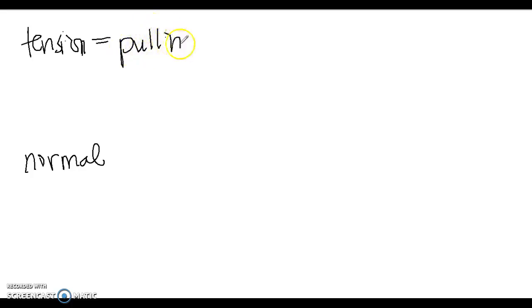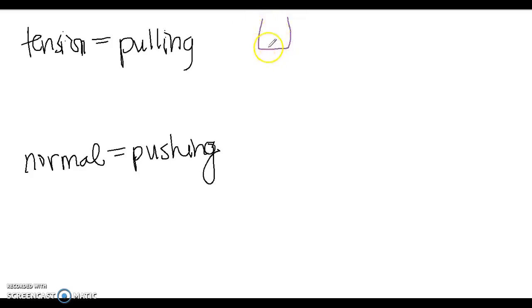Okay, now the other 2 that people got confused a lot were tension and normal. All right, tension is anything that is pulling. Normal, we're going to call anything that is pushing, all right? So some of you seem to have trouble figuring out whether it was pushing or pulling, okay? So here's some examples, all right?